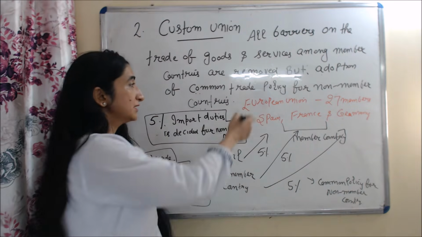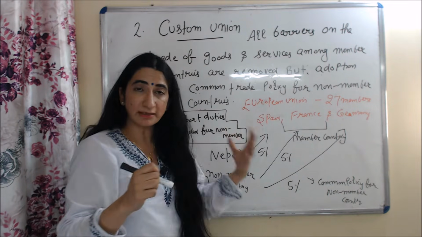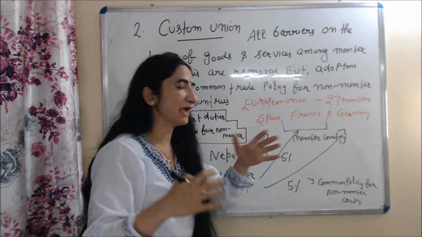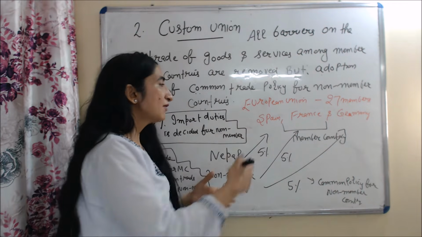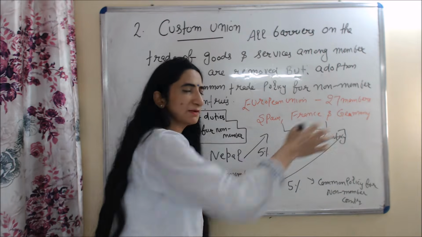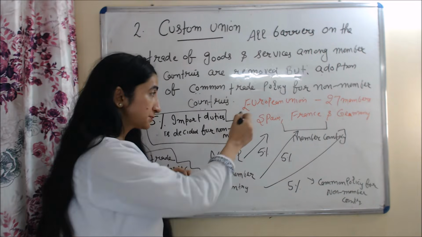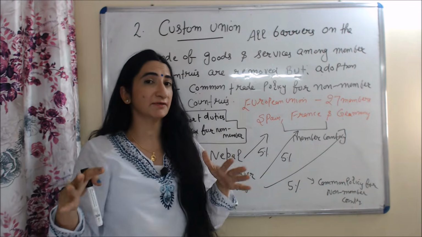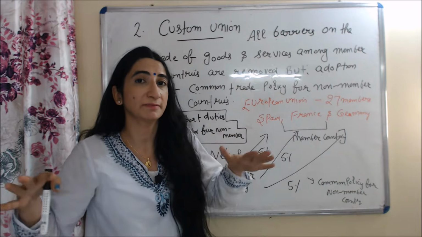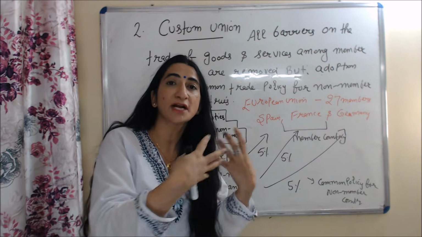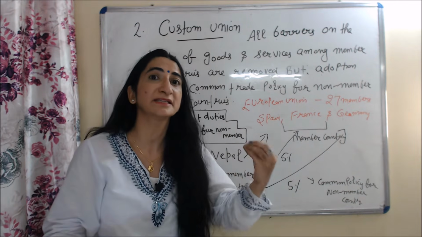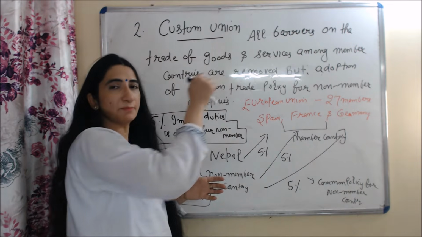For example, the European Union, as we earlier discussed, has 27 member countries, for example Spain, France, Germany, etc. If Spain, France, Germany are doing trade with each other, then there are no trade barriers. But if they are doing trade with any non-member country, then they need to adopt a common trade policy.